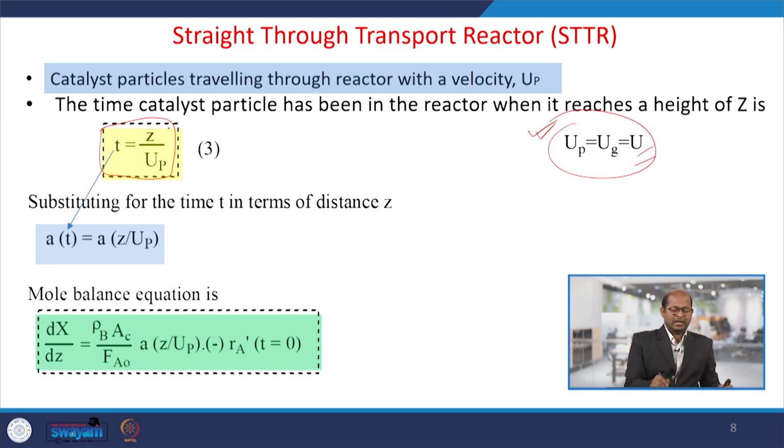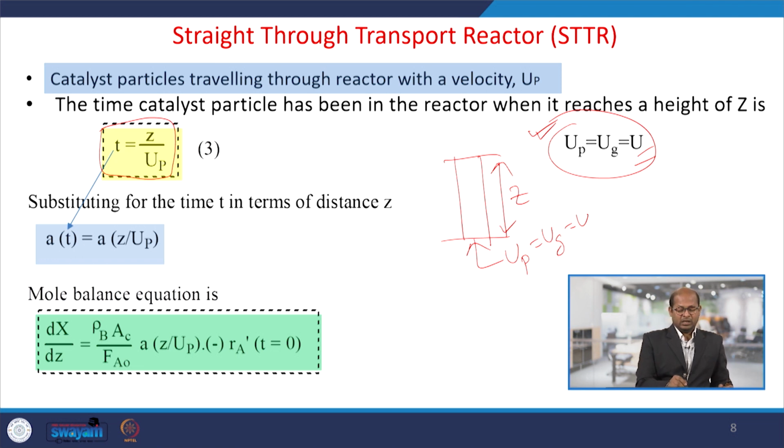So, let us say the particles travel a distance Z in the reactor, moving at a velocity U_P or U_Z. Then the time required to reach that height from a particular moment, how long it would take to reach here, is t equals Z by U_P. So, then we can write the activity a(t), and there we can substitute t in terms of the height.